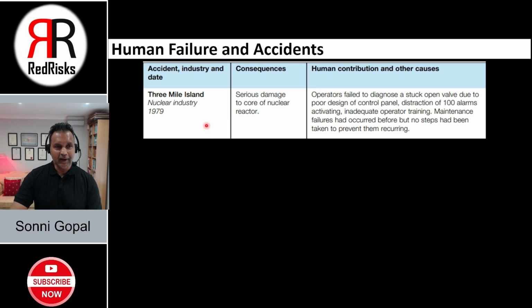This is the Three Mile Island disaster, nuclear disaster that happened in 1979. It talks about serious damage to the core of the nuclear reactor. I think the key words that should jump out here are not only about the failures associated with the design of the control panel, there was distraction, alarms going on all over the place, and also maintenance failures.